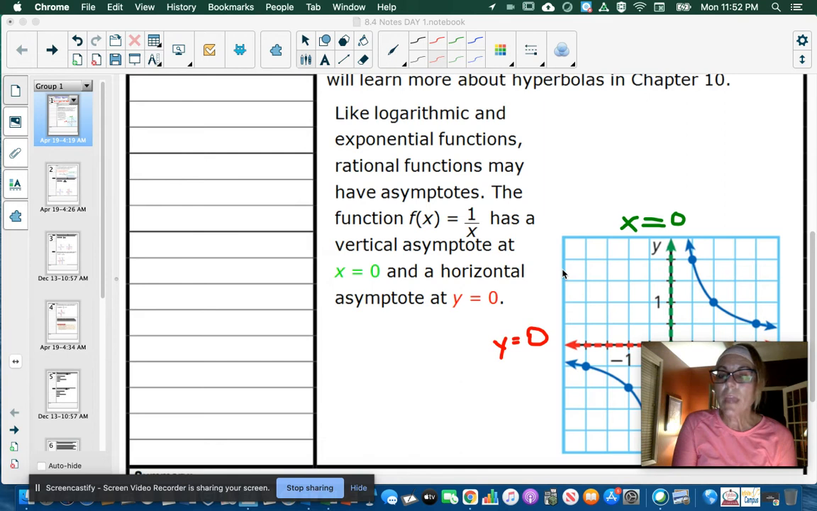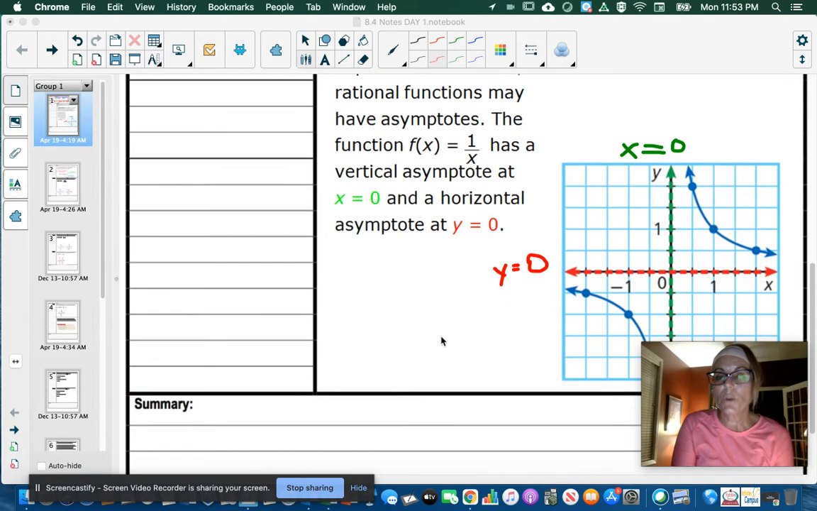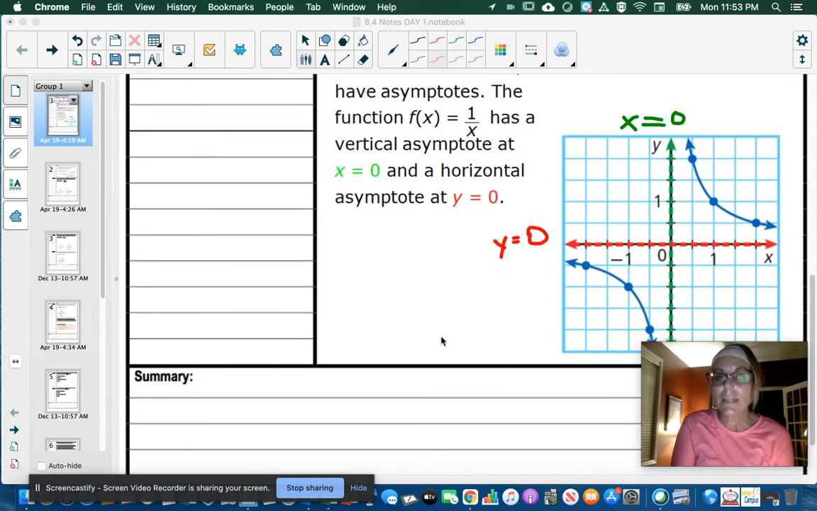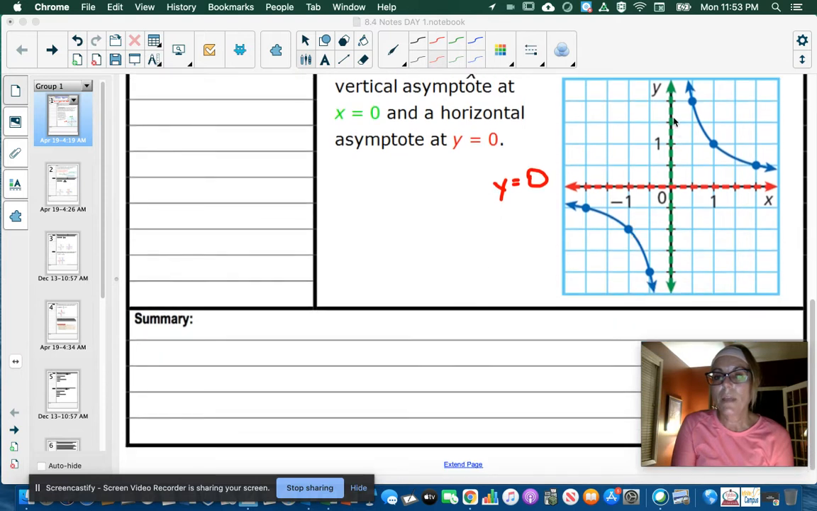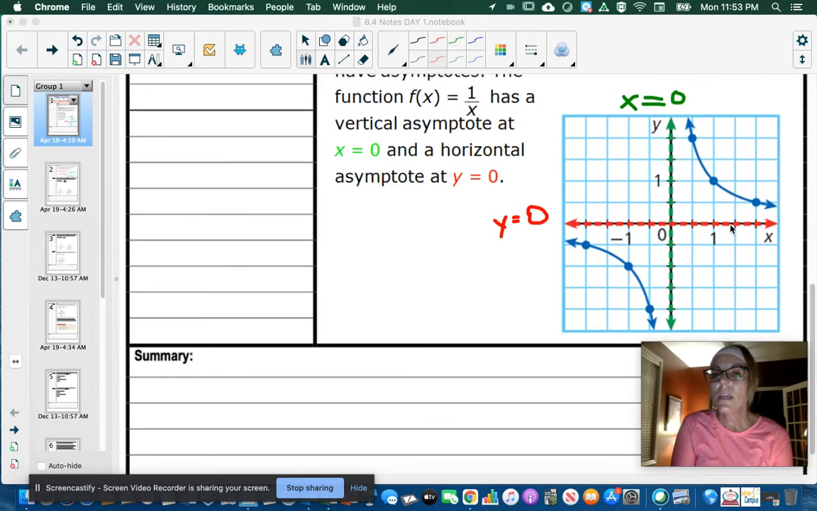Like logarithmic and exponential functions, rational functions may have asymptotes. The function f of x equals 1 over x has a vertical asymptote at x equals 0 and a horizontal asymptote at y equals 0. So x equals 0 right here is the vertical line, y equals 0 is a horizontal line. Remember, an asymptote is a line that is approached but never touched or crossed.